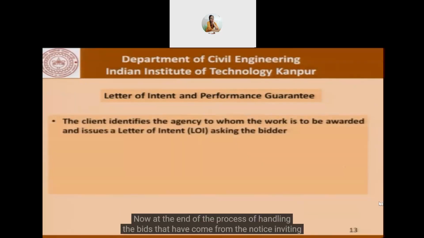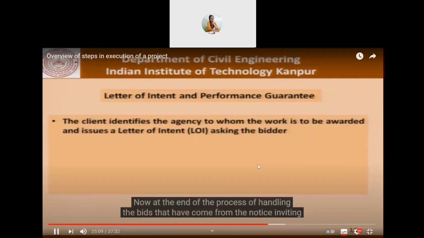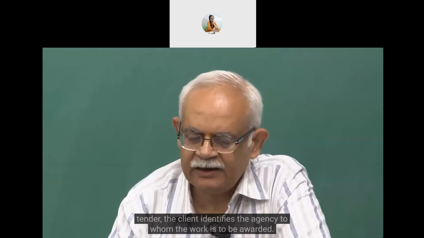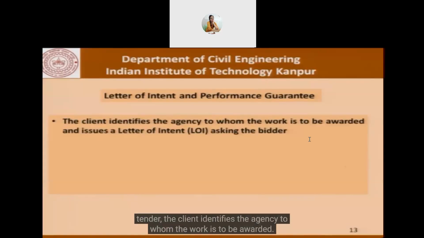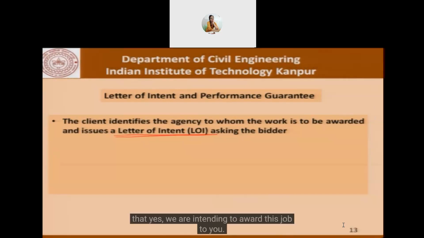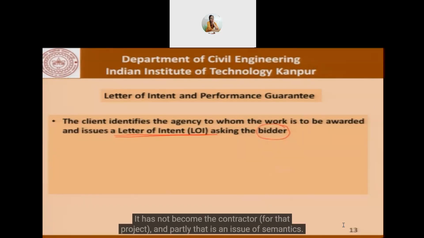Now, at the end of the process of handling the bids that have come from the notice inviting tender, the client identifies the agency to whom the work is to be awarded. How it is done, we will take it up later, and issues what is called a letter of intent. Now, that letter of intent is essentially a formal invitation to one of the bidders that yes, we are intending to award this job to you. So till that time, the person or that agency is still a bidder. It has not become the contractor, and that's the semantics part of it.